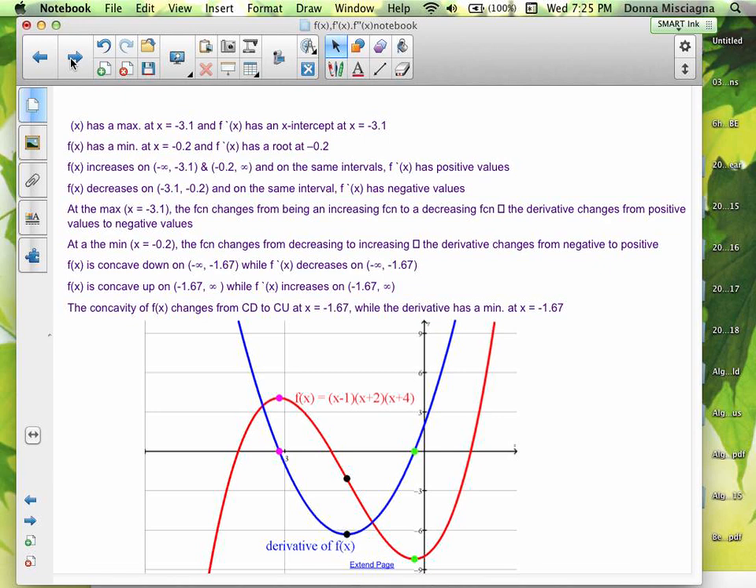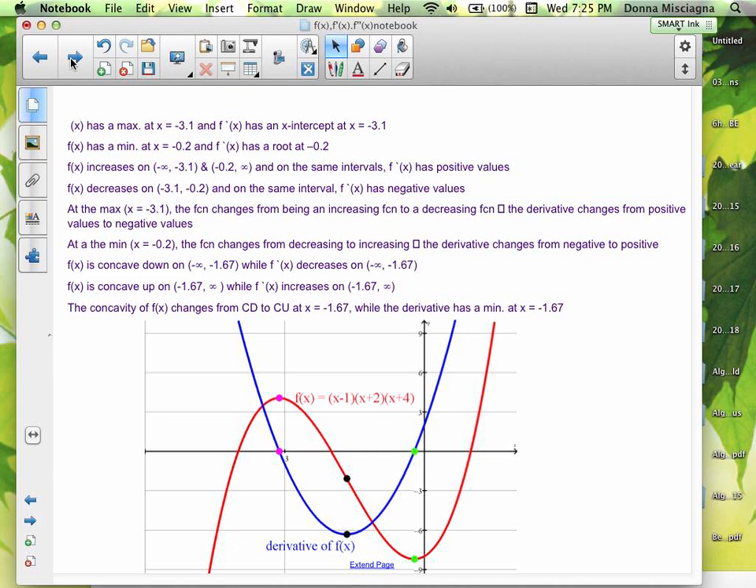And at the minimum, x equals negative 0.2, the function changes from decreasing to increasing, and the derivative changes from negative to positive. The function's concave down from negative infinity to negative 1.67, while the derivative decreases from negative infinity to negative 1.67. The function is concave up on negative 1.67 to infinity, while the derivative increases on negative 1.67 to infinity.